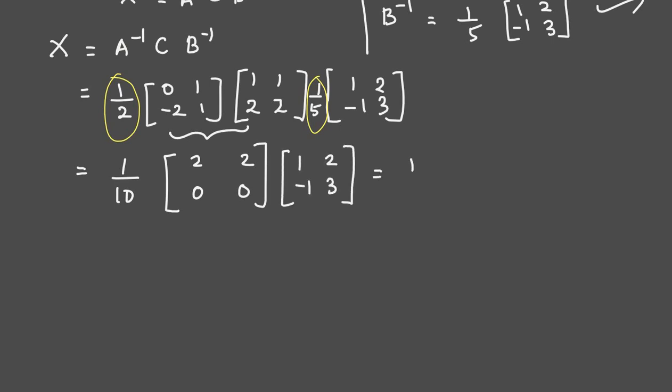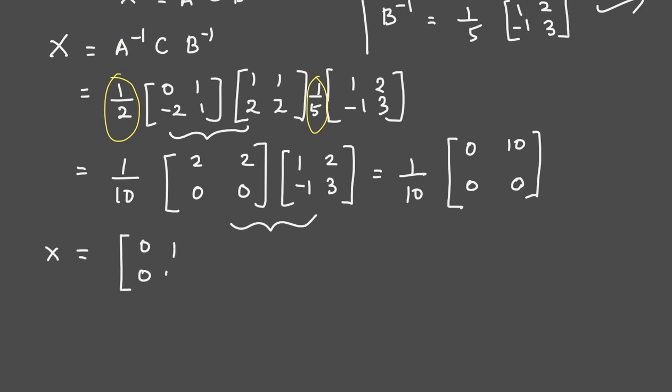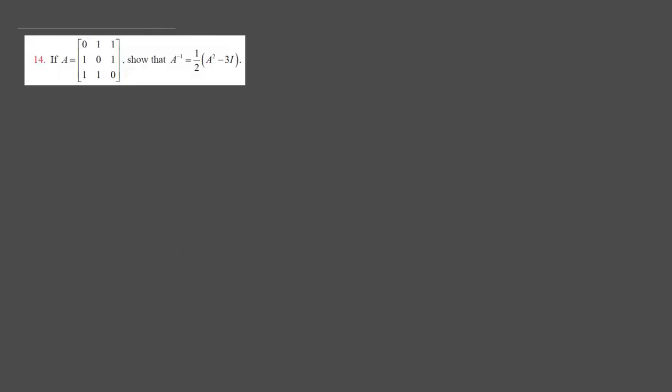Which is equal to 1 by 10 times, again multiply these two matrices. First row, first column gives us 2 minus 2, 0. First row, second column, 2 into 2, 4, plus 3 into 2, 6 gives us 10. Second row, first column, 0. Second row, second column also 0. Now multiply with 1 by 10 inside the matrix, we get 0, 1, 0, 0. This is the X matrix which we are asked to find.